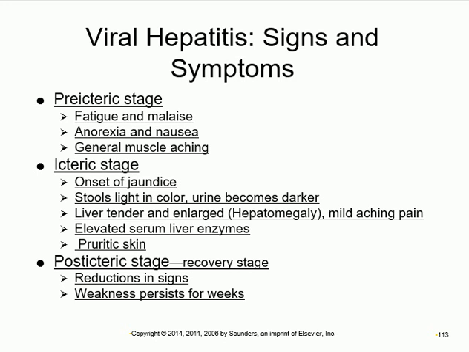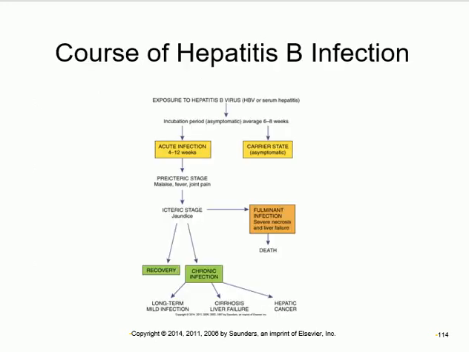The last stage is post-icteric. I had jaundice, now it started to disappear. But it's still hepatitis. Signs will go down, but this person will become weak until you get a treatment or something.